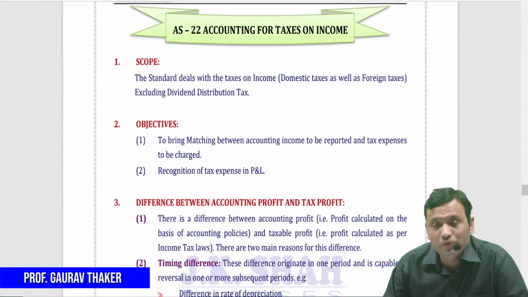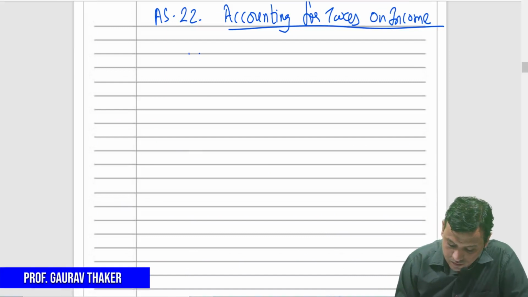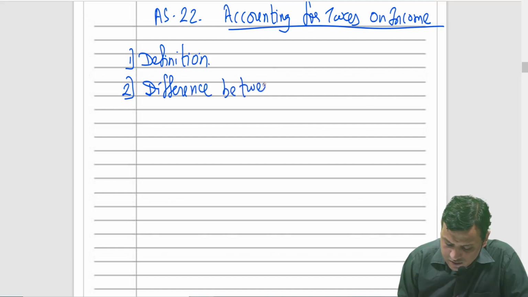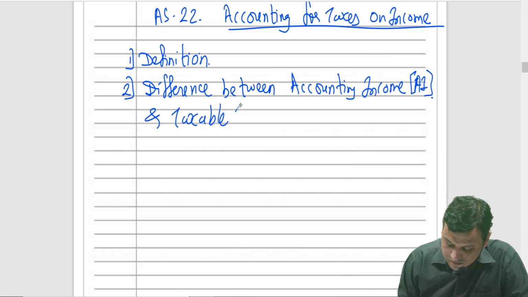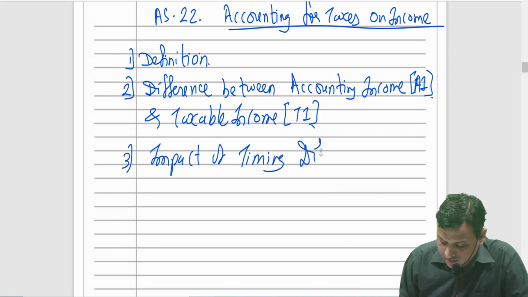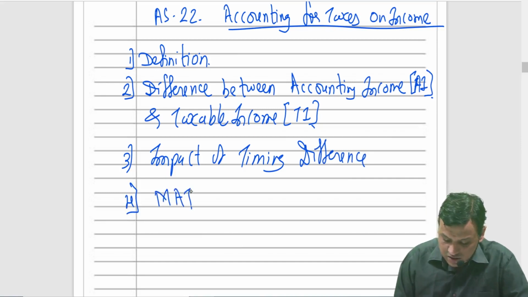Yeah, my dear students. So, one more accounting standard of our group 2, that is accounting for taxes on income. The areas which I would like to discuss with you are the definition, the difference between accounting income (thereafter I will be referring to it as AI) and taxable income (TI). What is the impact of this difference? That is nothing but the impact of timing difference. And the last area is minimum alternate tax, a special area which we should get covered.